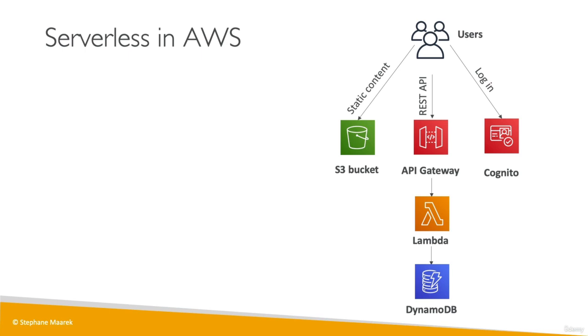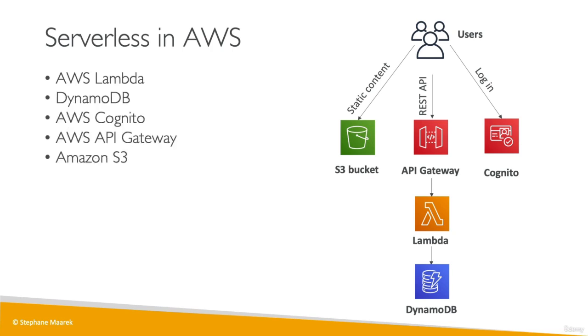In AWS, it's Lambda, DynamoDB, Cognito, API Gateway, Amazon S3, but also things we've already seen, such as SNS and SQS. Yes, indeed, we did not manage any servers for SQS and SNS, and it was scaling on its own, so that fits the serverless use case. Kinesis Data Firehose, because again, it scales based on the throughput you have, you just pay for what you use, and you don't provision servers.